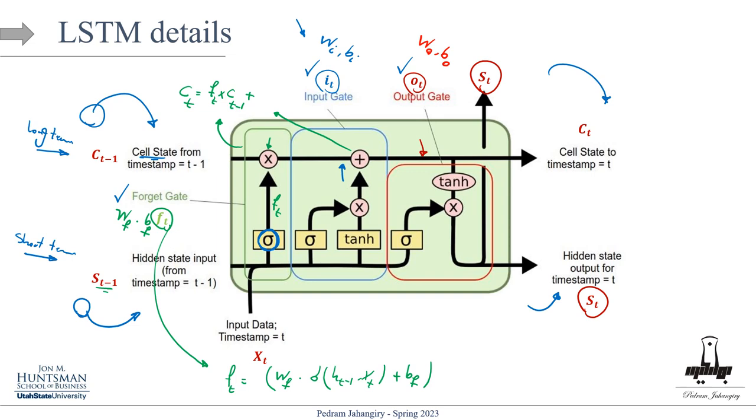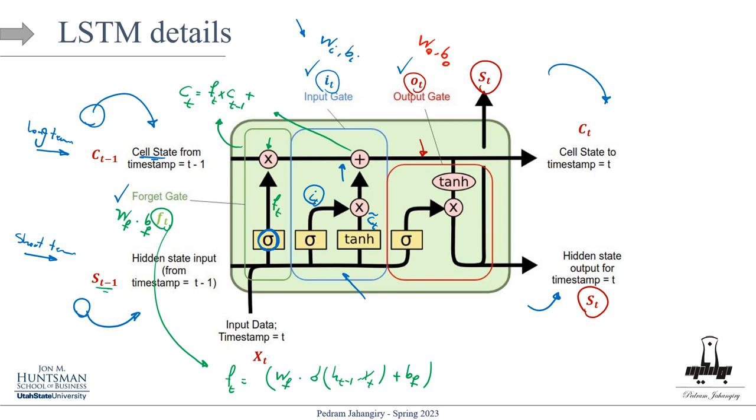In the input gate, we have two layers. One is a sigmoid layer, which we can show with i. Again, these are just notations. Don't worry about the letters, just understand the concepts at a very high level. And we have some candidate values to be added to the carry, which we show with C tilde. So this is i_t and C tilde_t.